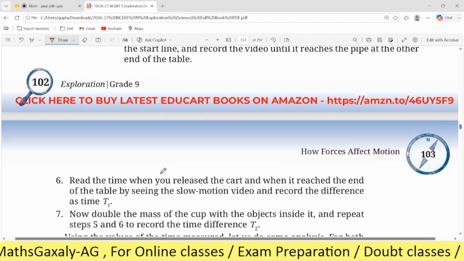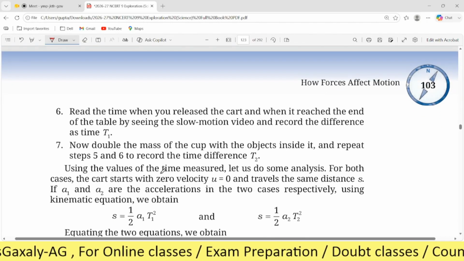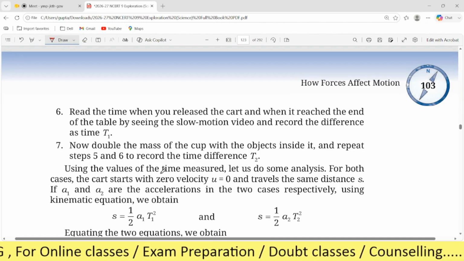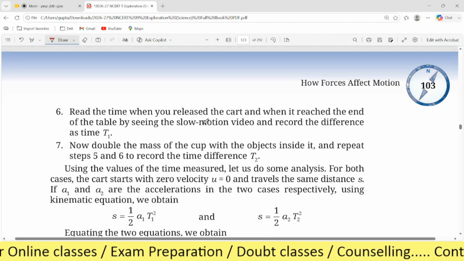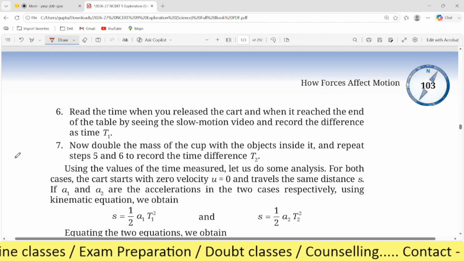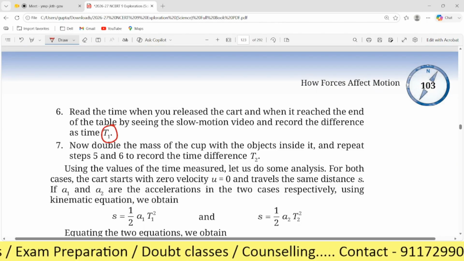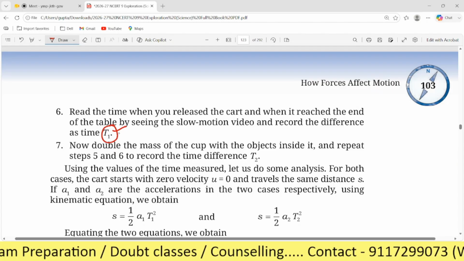Did you understand it? Now read the time when you release the cart and when it reaches the end of the table by seeing the slow motion video, and record the difference as T1. Okay, this will be T1.